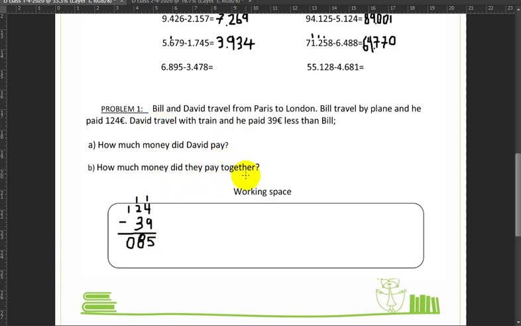How much money did they pay together? So 85 euros from David and 124 from Bill. So I have to do 124 plus 85. So I do 4 and 5 makes 9. 2 and 8 makes 10. So I write 0, carry 1. Then 1 and 1 makes 2. So together they paid 209 euros. Let's move on to the next exercise.